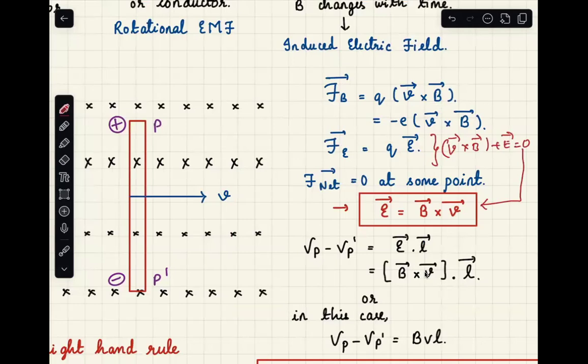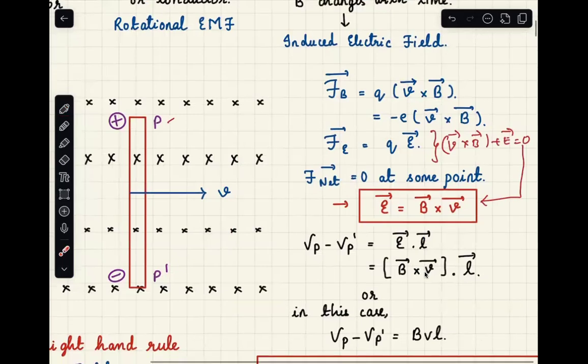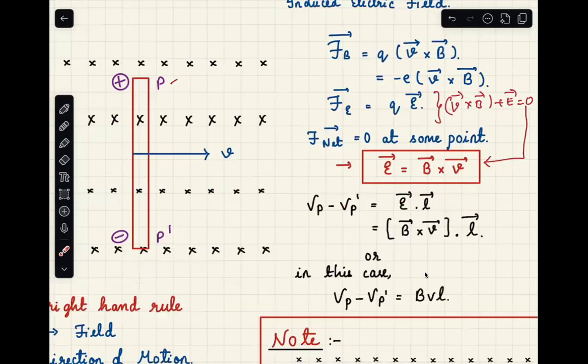What is the definition of potential difference? Let this point be P and let this point be P dash. What is the definition of potential difference? Vp minus Vp dash is E bar dot L bar. You know this definition of potential difference, electrostatic based. So E bar means B bar dot V bar dot L bar. So potential difference actually is given according to this relation, delta V.